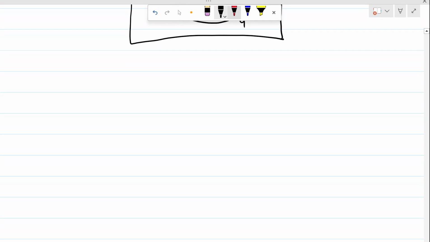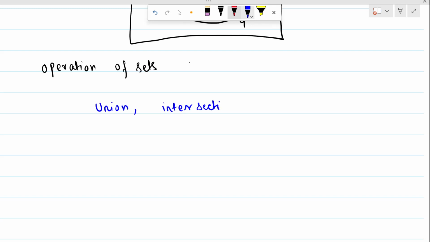Next we have operations on sets. Like in algebra, we do addition and subtraction. There are operations involved in sets such as union, intersection, and difference of sets. So first we'll look at the union of sets.